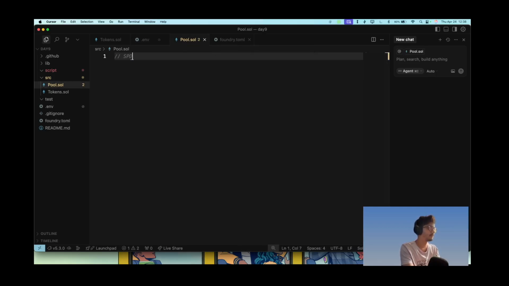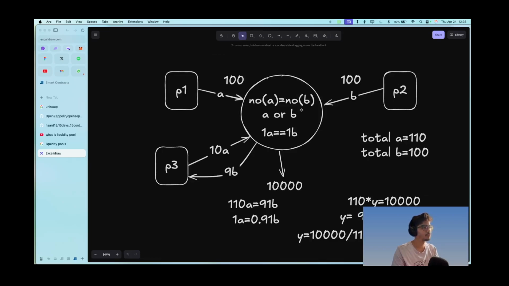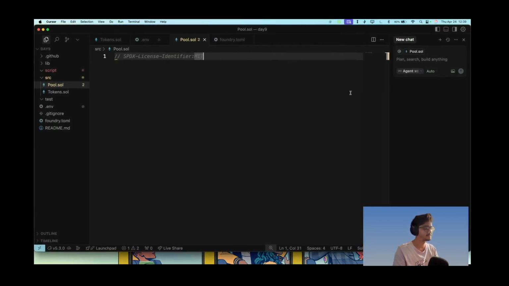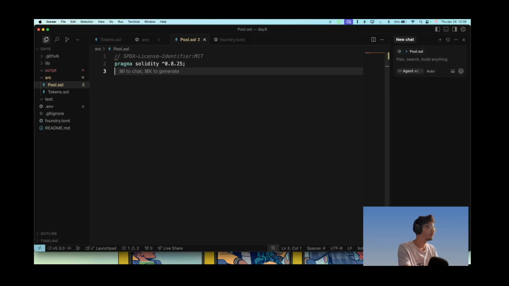Okay, SPDX license identifier MIT. Now the main objective of writing this pool is that we can deposit two tokens into this pool, so that we can swap each for each. Okay, so let's say pragma solidity. Okay, just a second.